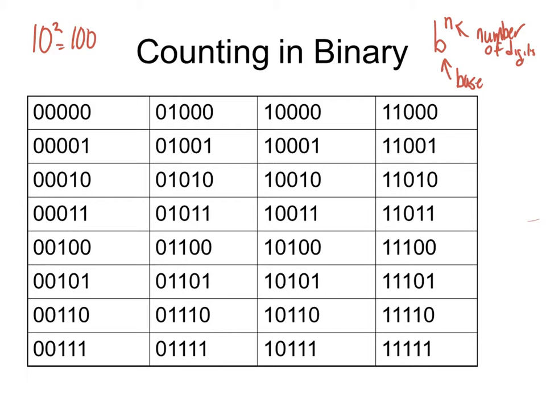So here we're not using base 10. We're using what? Base 2. How many bits are we using? 1, 2, 3, 4, 5. So I say 2 raised to the 5th, which would be equal to what? 32. So that's the number of combinations we could represent.